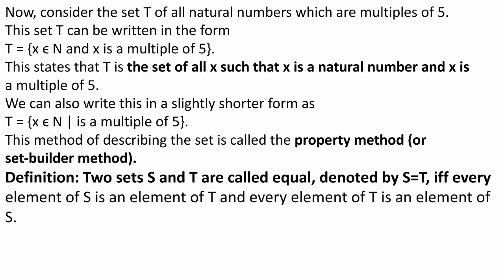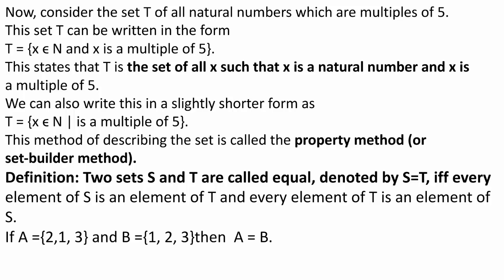Next definition. Two sets S and T are equal, and it is written S equal to T, if and only if every element of S is an element of T and every element of T is an element of S. If A equal to {2, 1, 3} and B equal to {1, 2, 3}, then both the sets have the same elements and hence A equal to B.